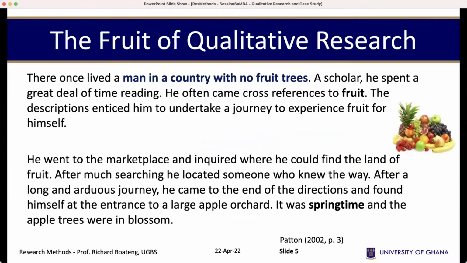Now, this is a story that we call the Qualitative Research Preamble. It helps you to understand what qualitative research is. It starts by saying that once lived a man in a country with no food trees. A scholar, he spent a great deal of time reading. He often came across references to food. The descriptions enticed him to undertake a journey to experience food for himself. He went to a marketplace and inquired where he could find the land of fruit.